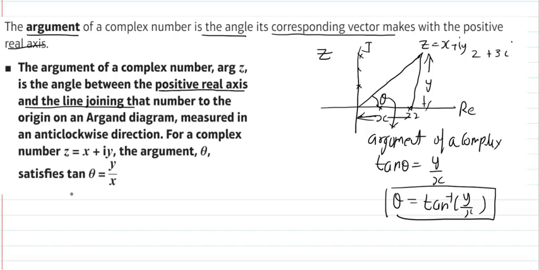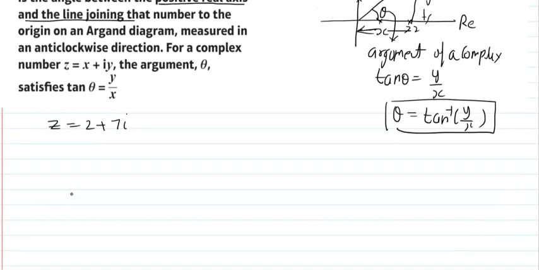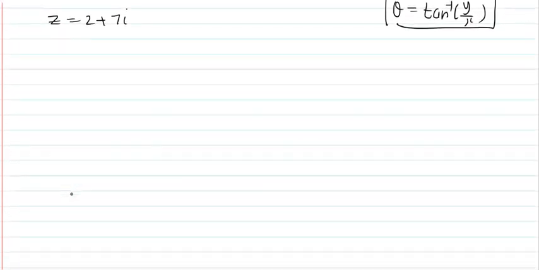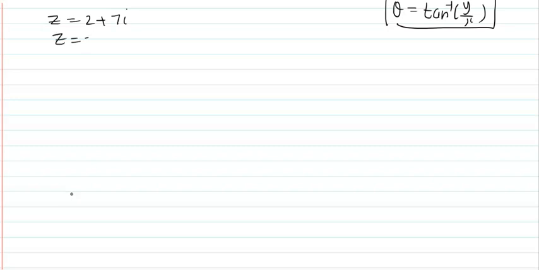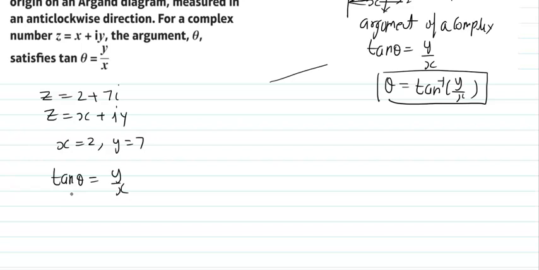Let's take z equal to 2 plus 7i. This is our question, and we need to find the argument. If you compare z equal to 2 plus 7i with x plus iy, your x will be 2 and your y will be 7, right? To find the argument, we know that tan theta equals y over x. What is the y value here? 7. And what is the x value here? 2. So theta equals tan inverse of 7 over 2.